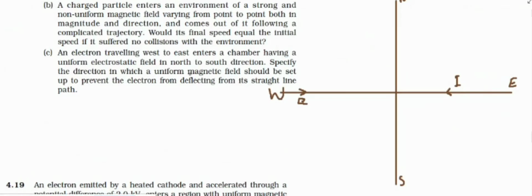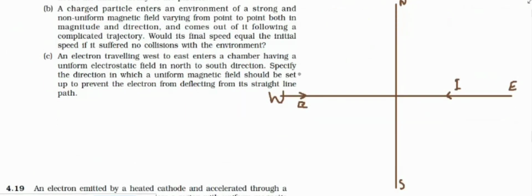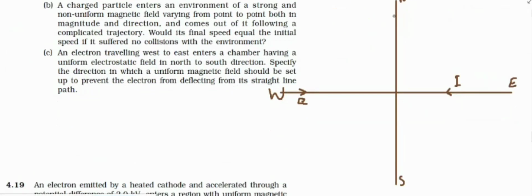Specify the direction of the uniform magnetic field that should be set up to prevent the electron from deflecting from its straight line. Okay. So here, uniform electric field is from north to south. Direction of electric field is from north to south.